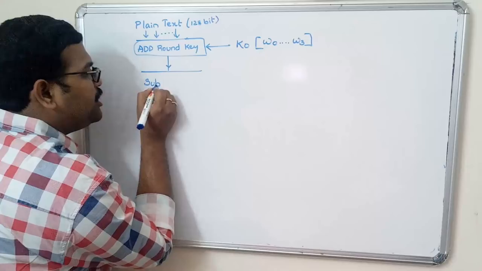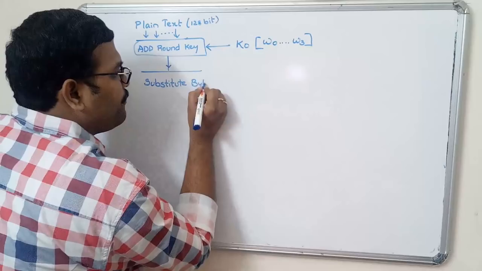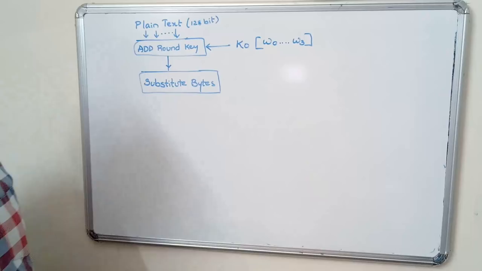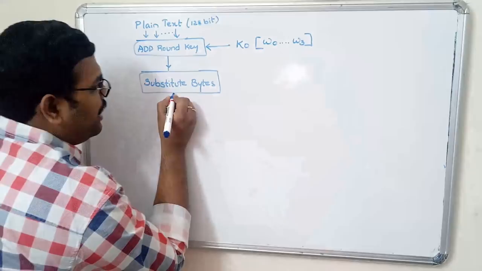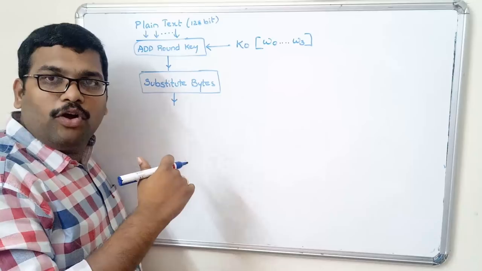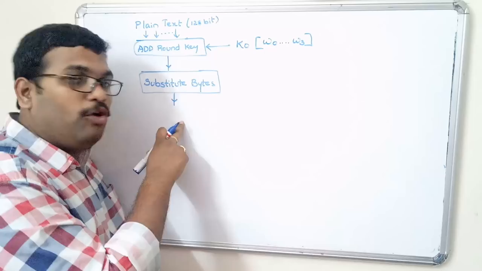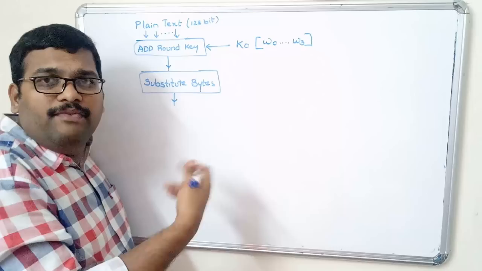substitute bytes, which we call S boxes in our DES algorithm. Here the substitute bytes are equal to S boxes. And after applying the S boxes, first I will draw the block diagram, then we will move on to each and every operation. What will be happening in these S boxes and in the add round key, one by one we will see. First we will see the block diagram.